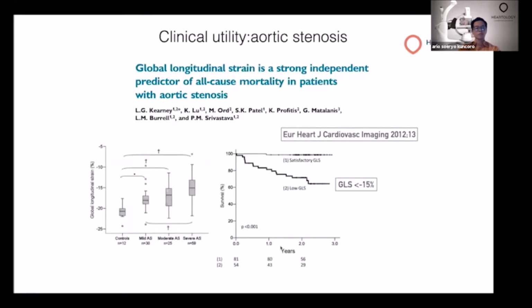And also in some cases with significant valvular heart disease such as aortic stenosis, those with significant aortic stenosis but with a low GLS, with a cutoff point of less than negative 15%, are considered to have a worse outcome than those with a GLS of a higher value.